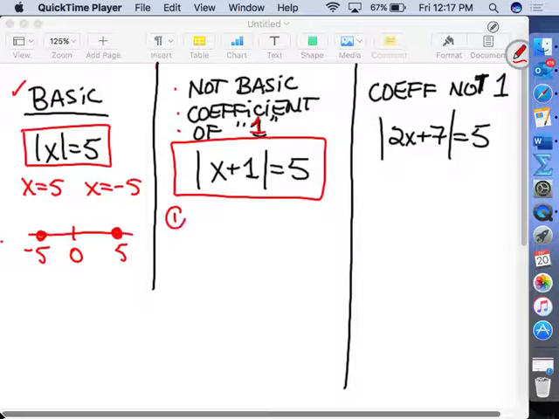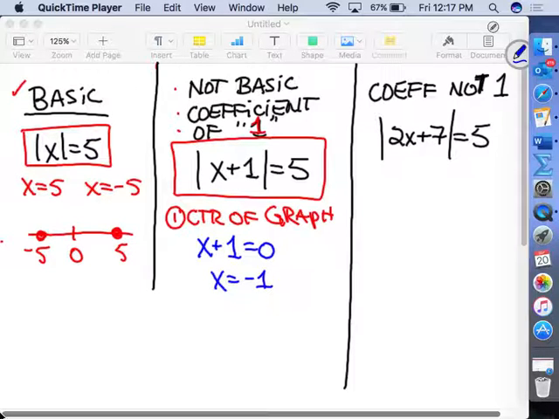So the first step is to find the center of your graph, and I'll just use CTR for center. To find the center of my graph, I take what's inside the absolute value and I set it equal to 0. So here, x is going to equal negative 1.